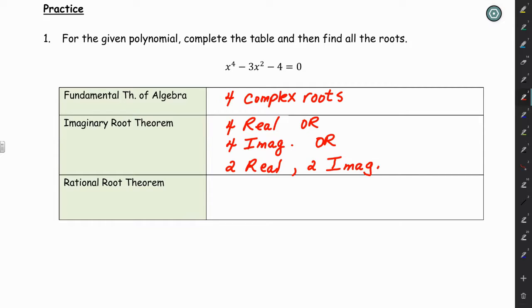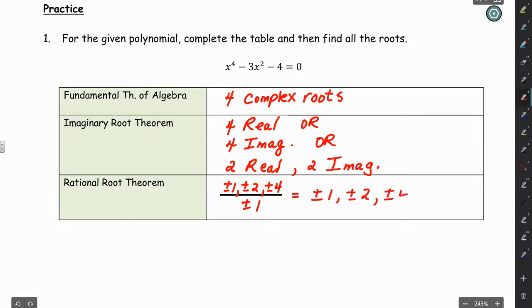Now we need to know what's going to be our starting point. What are the possible rational roots? So we're going to do all the factors of 4 divided by all the factors of 1. And when we simplify that, we're going to have possible rational roots of plus or minus 1, plus or minus 2, and plus or minus 4. And now we're going to go ahead and try to solve it.